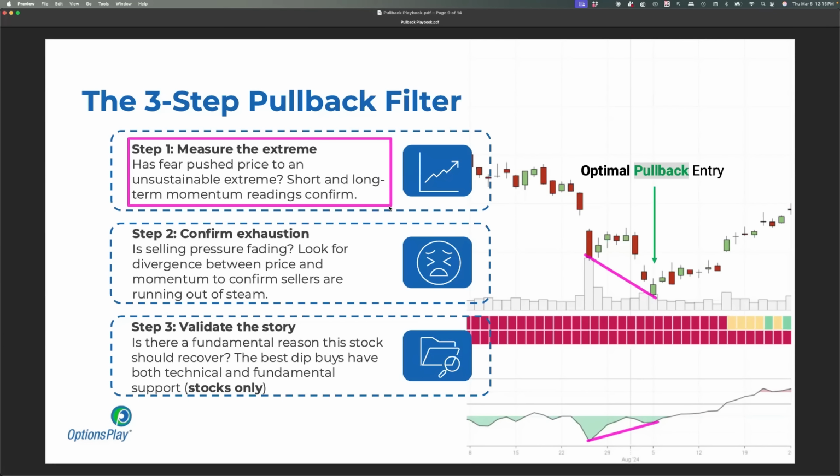So, first one, what we want to do is we want to measure the extreme move. Has fear pushed price to an unsustainable extreme? This is really where we use, instead of a single momentum indicator, most of us are familiar with using something like RSI or stochastics or Williams percent R or some type of momentum indicator. These momentum indicators are all very similar in nature.